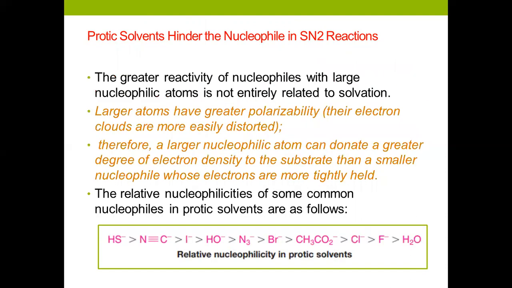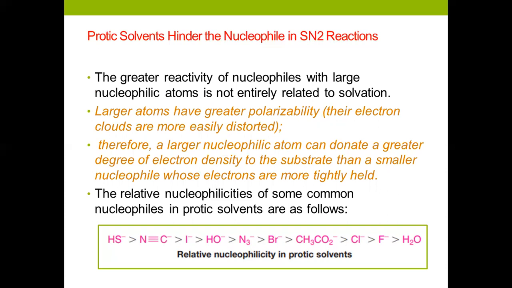So what happens in protic solvents now with nucleophiles having different atoms involved? The greater reactivity of nucleophiles with large nucleophilic atoms is not entirely related to solvation. We've learned earlier that the larger the atom is, the lesser the solvation effect. Because there is a lesser solvation effect in the presence of the protic solvent, it becomes more available to attack the substrate.